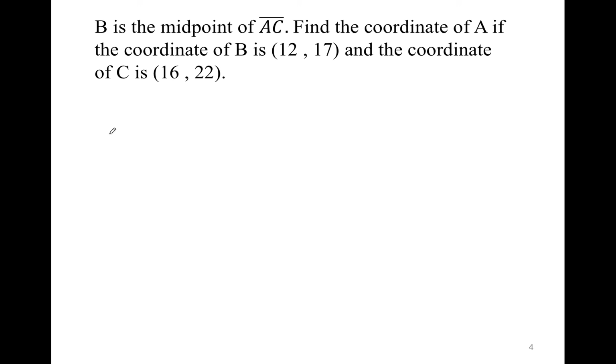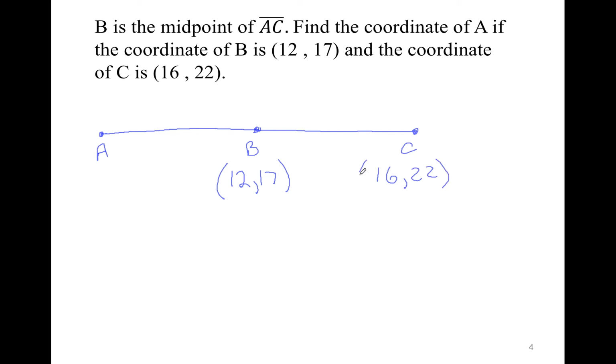Okay. Now B is the midpoint of AC. Find the coordinates of A if the coordinate of the midpoint is 12, 17. The coordinate of one end is 16, 22. Got a great way to show you how to do this. So we're going to say A, B, C. We're going to put B in the middle at 12, 17. C is over here at 16, 22. Okay, and they want you to find these spots right here.